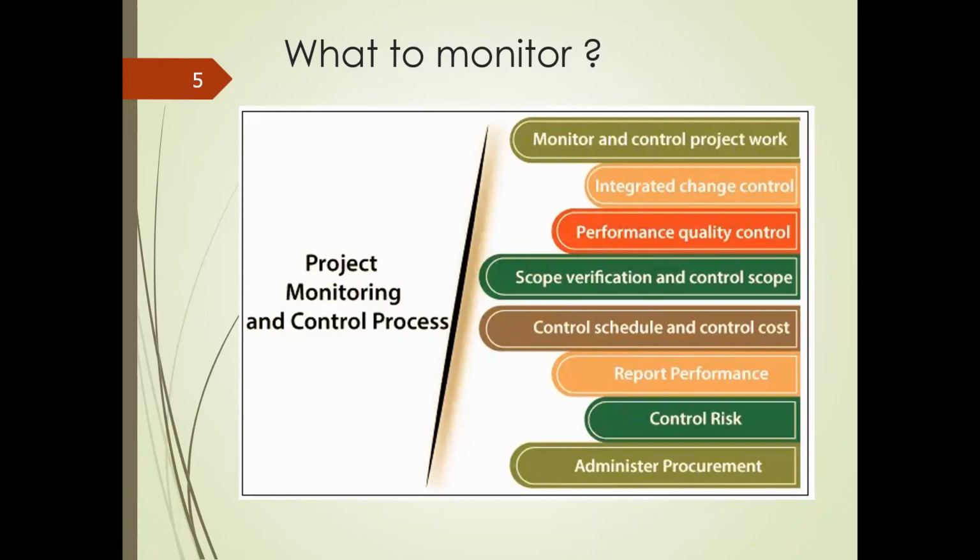Performance quality control. A control has to happen on the performance of each and every team member. Scope verification and control scope, to check whether everything is going online, whether the objective is being met, and all the activities are completely concentrated towards the organization's goal or the project's goal and objectives. And control schedule and control cost. Obviously, cost plays a very important role. There should be a lot of control in the cost, and report the performance.